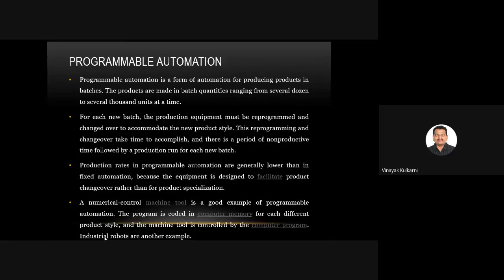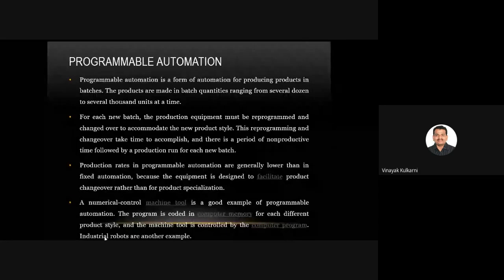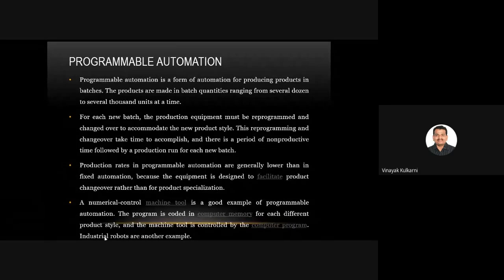Production rates in programmable automation are generally lower than in fixed automation because the equipment is designed to facilitate product changeover rather than product specialization. A numerical control machine tool is a good example of programmable automation. The automation is coded in computer memory for each different product style, and the machine tool is controlled by the computer program.